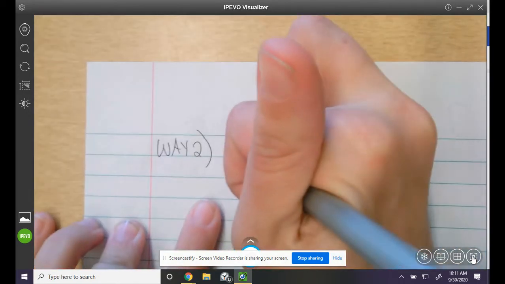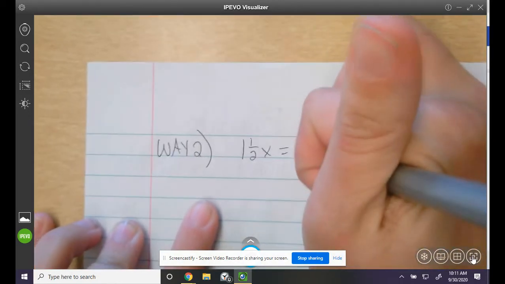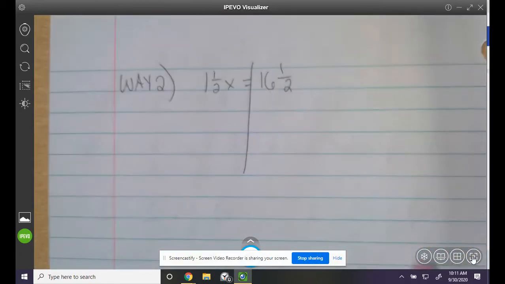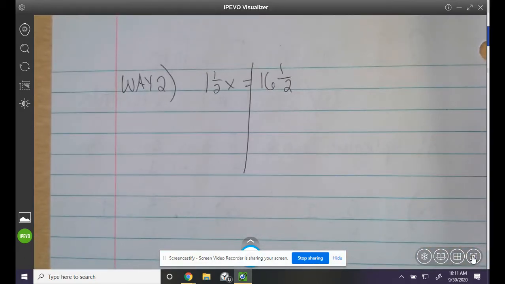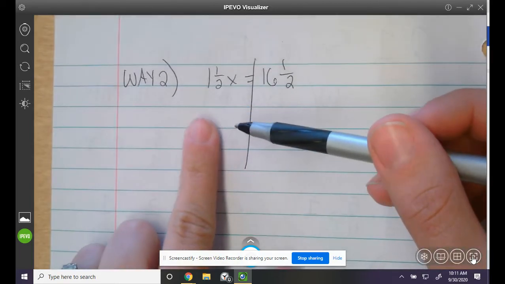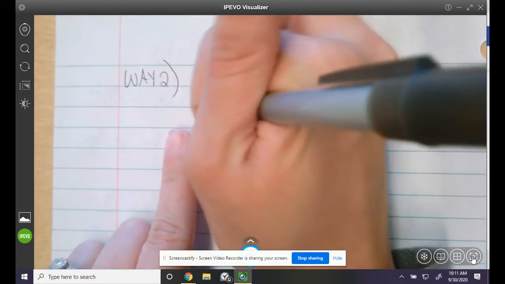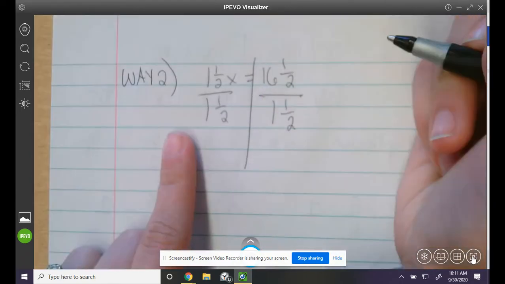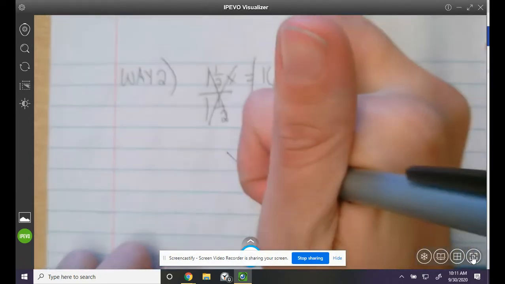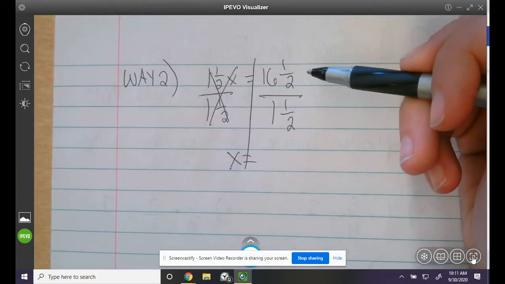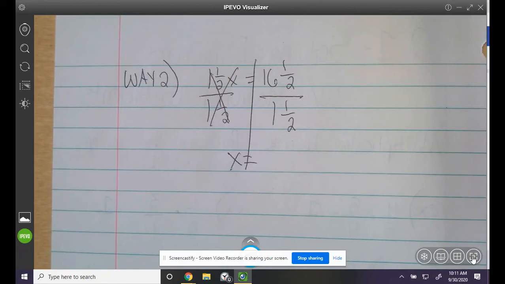Okay, way number 2: 1.5 x equals 16.5. What are we going to do here? You don't have to turn 1 and 1/2 into an improper fraction if you're just using your calculator. All we did was divide. So which number are we dividing by on both sides? 1 and 1/2. So that all turns into 1. Then in your calculator, you just put 16.5 divided by 1 and 1/2, and you know what your answer should be.